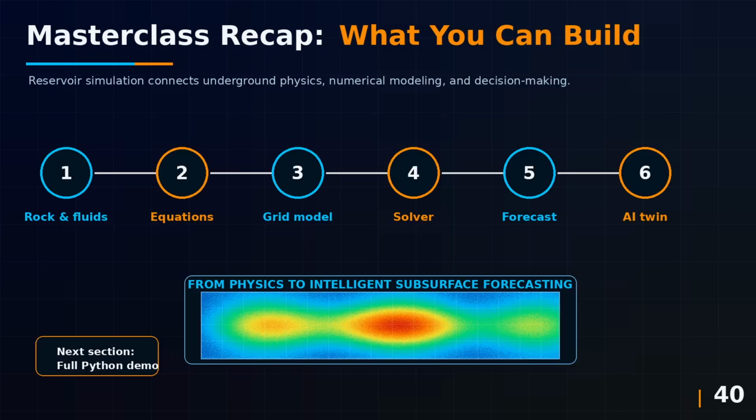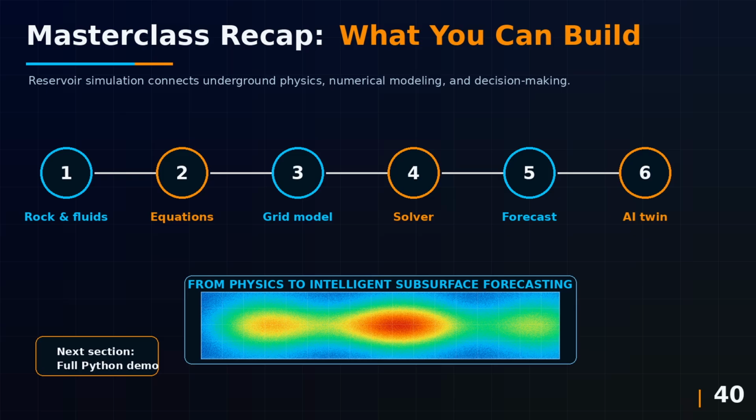At this point, we have built the conceptual foundation of reservoir simulation. We started from the reservoir rock, then discussed porosity, permeability, pressure, saturation, Darcy's law, mass balance, grid discretization, boundary conditions, wells, time stepping, relative permeability, and simulation outputs. Then we extended the workflow to CO₂ storage, hydrogen storage, geothermal reservoirs, fault risk, uncertainty, history matching, optimization, AI, and digital twins.